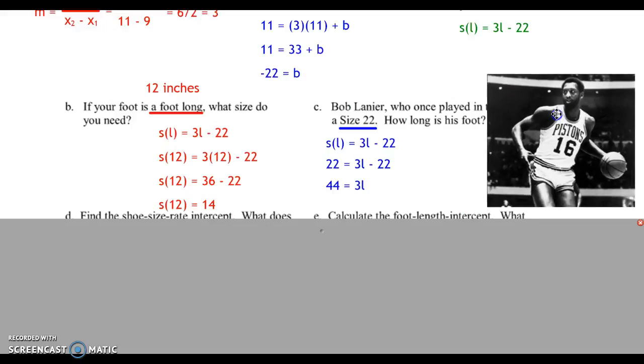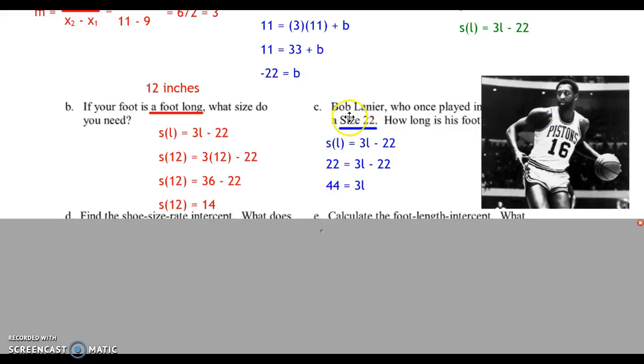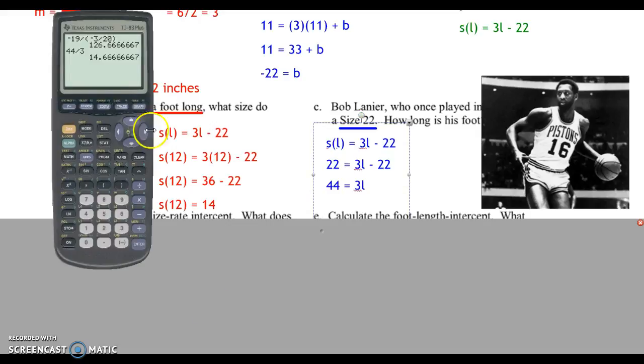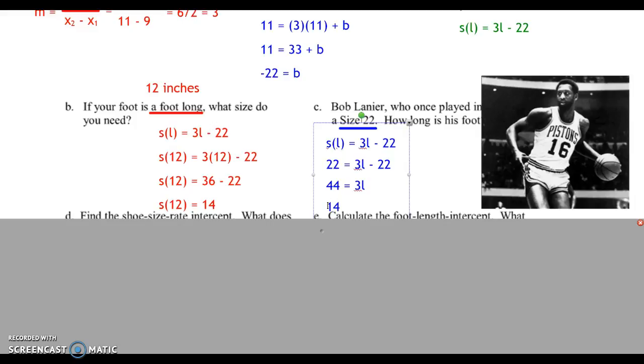Next, here's a picture of Bob Lanier, the man himself. He once played in the NBA. He's a size 22. So what we did was we took that S of L and we replaced it with 22. We have a 22 on this side as well, so don't get confused. All we have to do is add 22 to both sides. We get 44 equals 3L. And notice that we didn't finish this up because you're going to get a decimal. I wanted to walk you through that calculation. We have 44 divided by 3, and we're getting a decimal that looks like this. Just remember that 0.6666667 on the calculator just indicates 2/3. So our answer here should be 14 2/3 inches for the foot length. Quite a long foot.